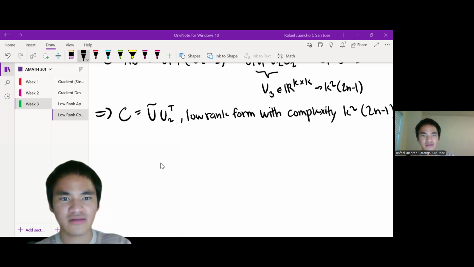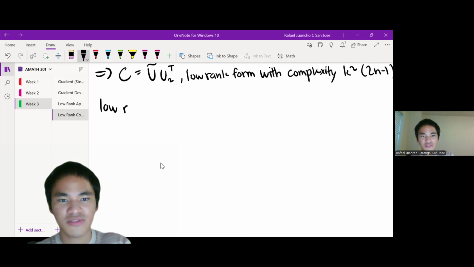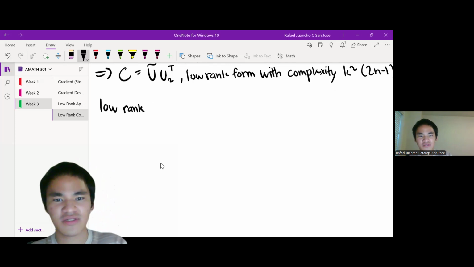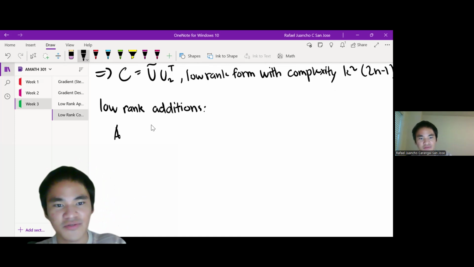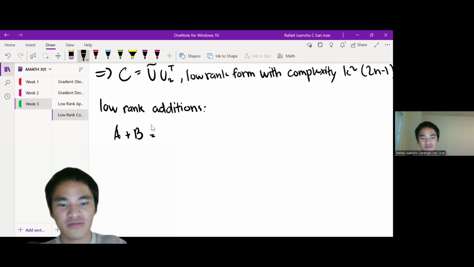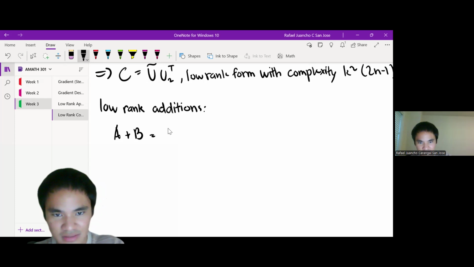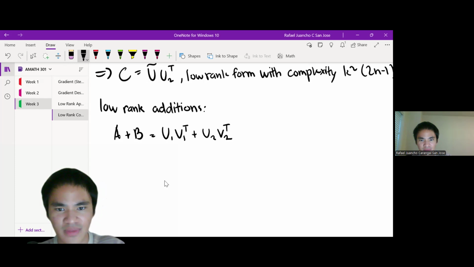Let me do low rank additions. So we did matrix vector multiplication. We did matrix multiplication. We can also do it for additions. Honestly, we can do it for anything, if we're being honest here. I don't know. Let's just do A plus B, right? We have two matrices, right? Let's do that. U sub one, V sub one transpose. We're gonna add it to U sub two, V sub two transpose, right?